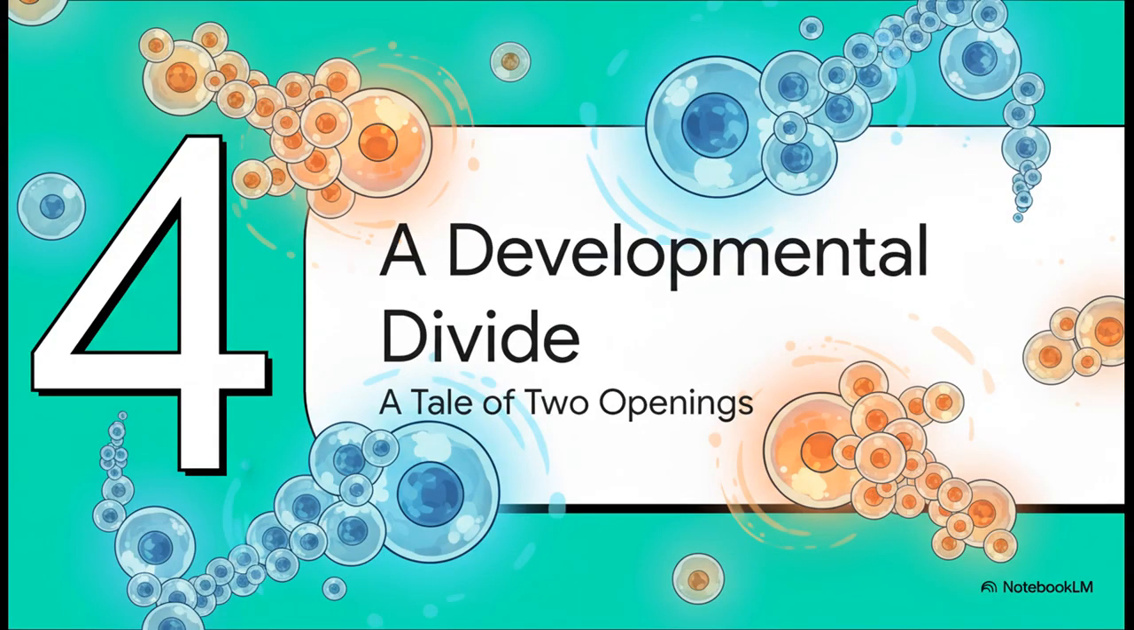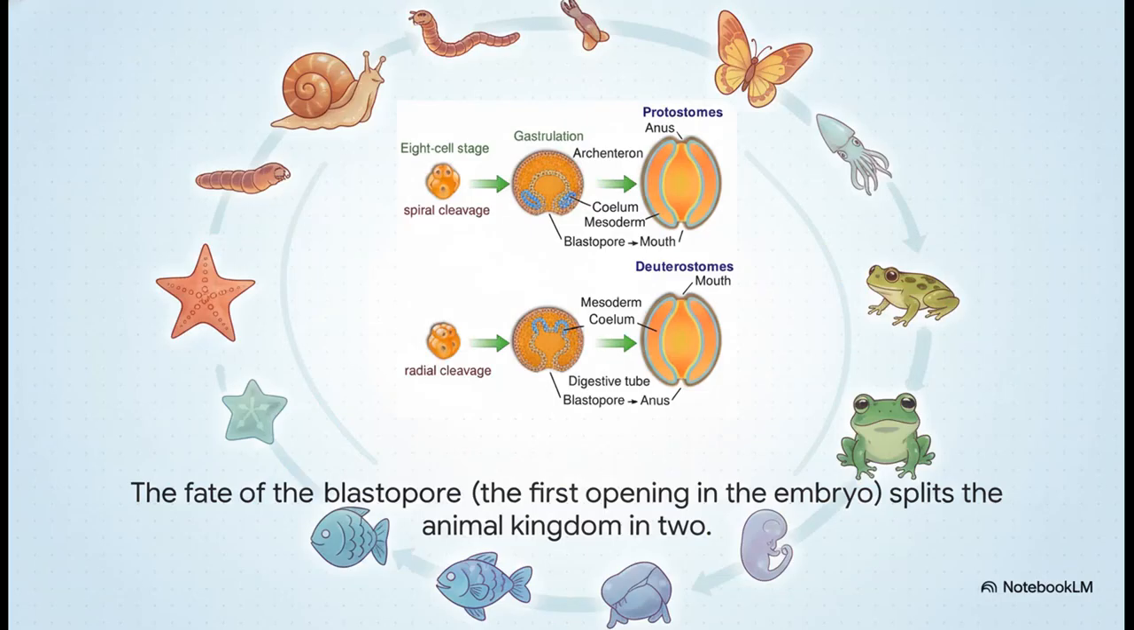All right, we've covered shape and internal structure. The next great divide in the animal kingdom is one of the most fascinating and, frankly, one of the weirdest. It all comes down to what happens when an animal is just a tiny little ball of cells in an embryo. So check this out. As an embryo develops, a little indentation forms. It's called the blastopore. And the fate of this single opening determines which of two massive supergroups an animal belongs to.